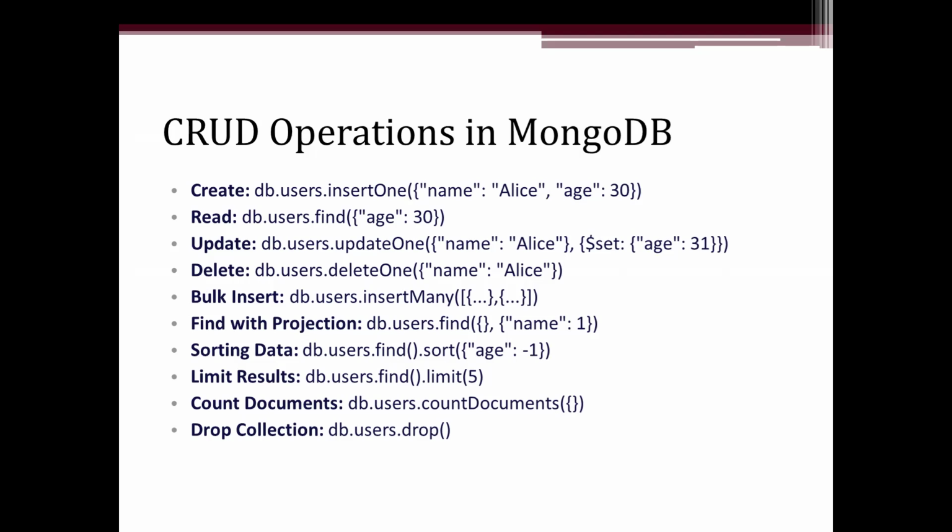All of these are used in different applications. For example, bulk insert helps users insert multiple records. Sorting data helps users sort based on different criteria, for example, age-wise. Limit results helps users limit results based on findings. And drop collection and count documents help users drop collections or count documents in the MongoDB database, respectively.